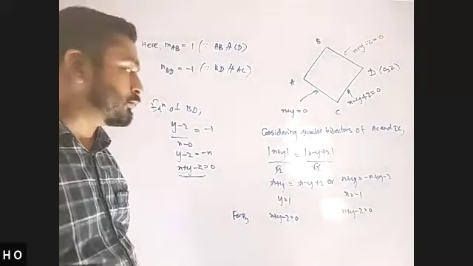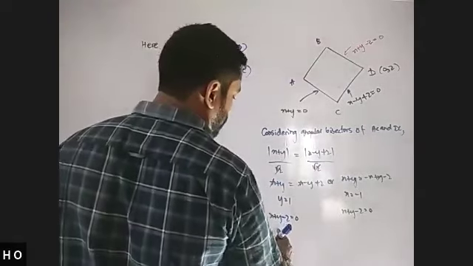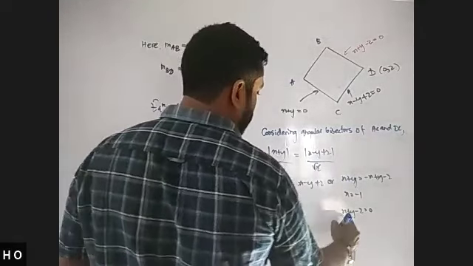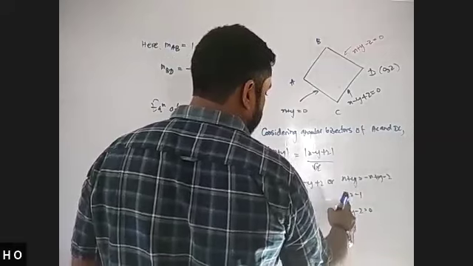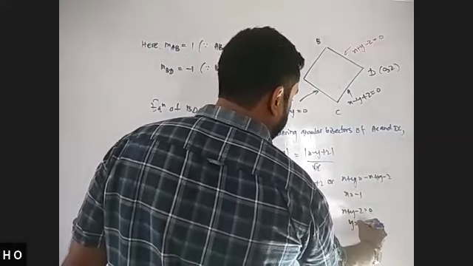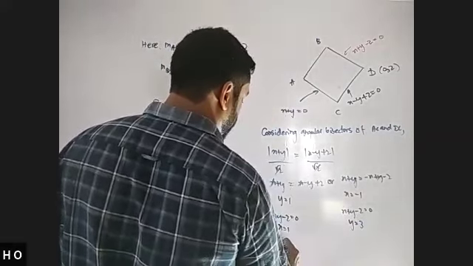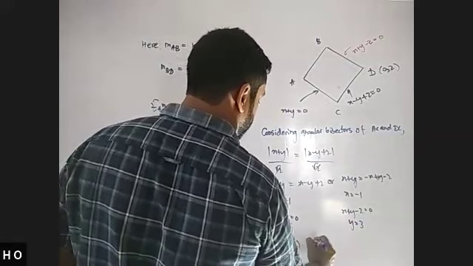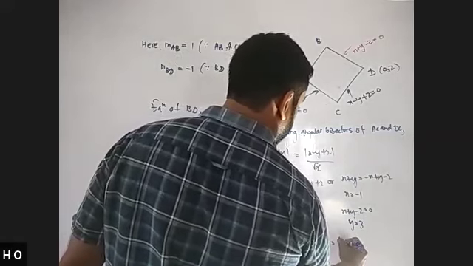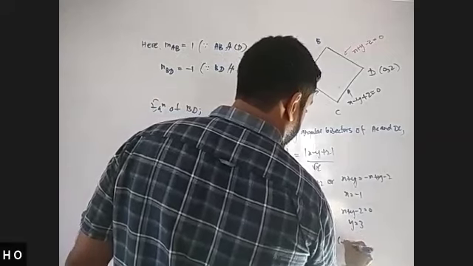Yeah, so what about B? Here since y is 1, x is 1. Here since x is minus 1, y is 3. Therefore, B can either be (1, 1) or B can be (minus 1, 3).